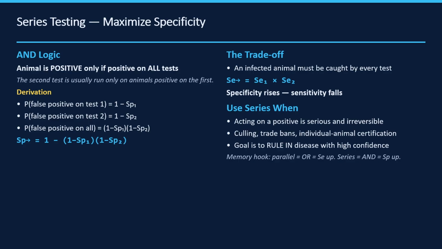The cost again is symmetric. An infected animal has to be caught by every test, so combined sensitivity is sensitivity 1 times sensitivity 2. And that drops. Use series when acting on a positive is expensive or irreversible: culling, trade restrictions, a herd depopulation order. Here's the memory hook I'd take into the exam. Parallel is OR and boosts sensitivity. Series is AND and boosts specificity. Whichever logic you apply, that's the parameter that goes up and the other one goes down.